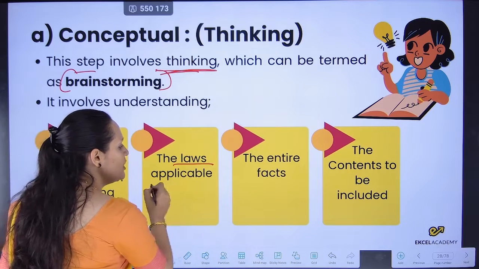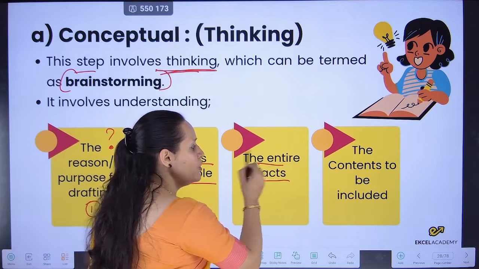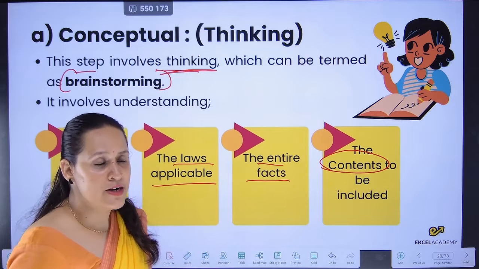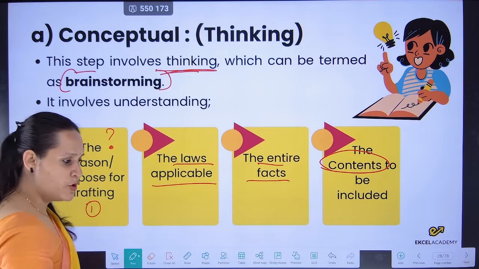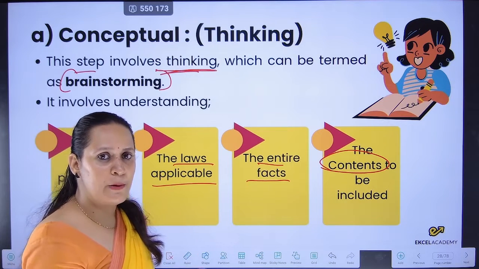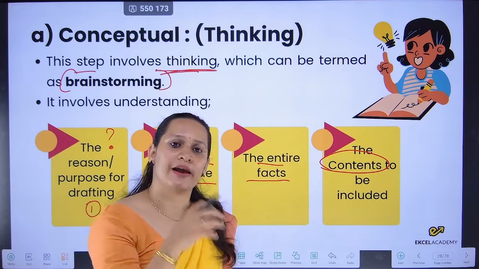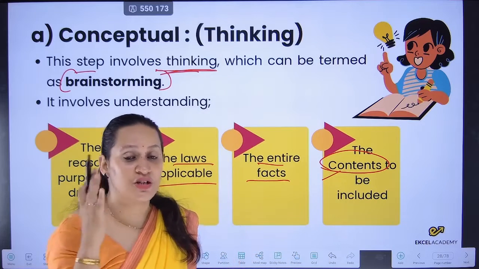Next, what are the laws that are going to be applicable? What are the facts of the case? And then on the basis of this, what is going to be the content that you have to include in drafting. This is your stepwise thinking. First, you should think why I'm doing it. Then you know why you're doing it. Then you're going to see what are the laws that are applicable for that situation. Once you know what are the laws, you will see what are the facts.